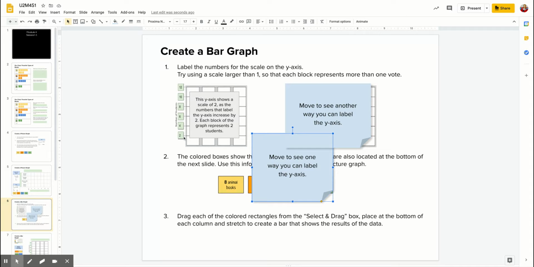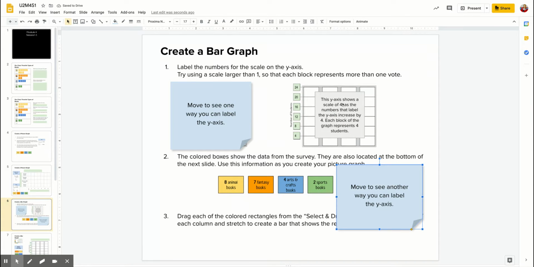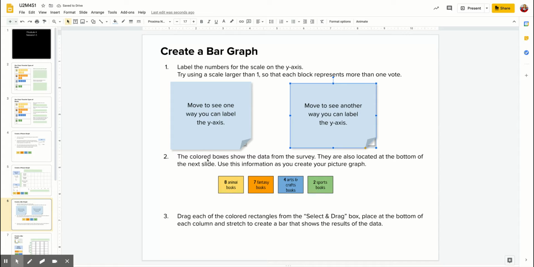So do you see how this has 2, 4, 6, 8, 10, 12? If you filled up the whole graph, you would have 12 students up here. I don't know why we have these post-its, but anyway. In this one, the y-axis shows a scale of 4. So as you go up, each block that you place here will be worth 4. So you would have to chop it up if you needed fewer than 4 students. You have to decide which graph makes the most sense, which scale makes the most sense.